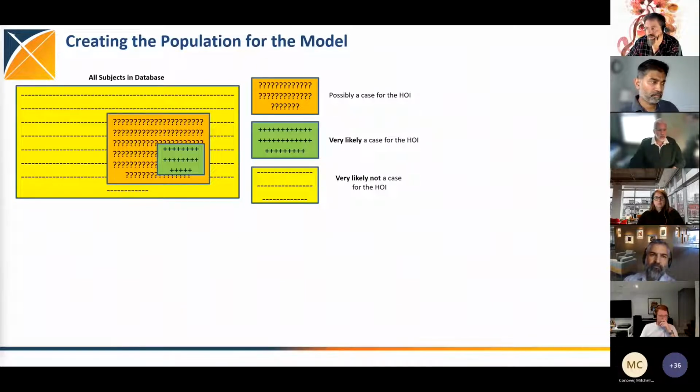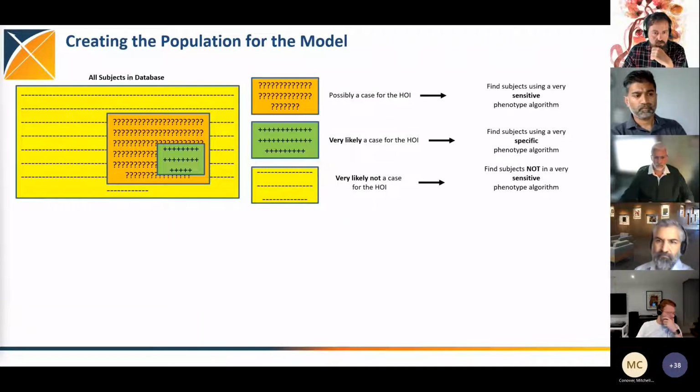So imagine the large rectangle is all the subjects in a database. The yellow ones are people who are not likely to be a case. The orange ones are people who are probably a case. And this green set here, the sweet spot, are the people who are very likely to be the case. So we wanted to find the green ones who are very likely to be a case and the yellow ones who are very likely not to be a case.